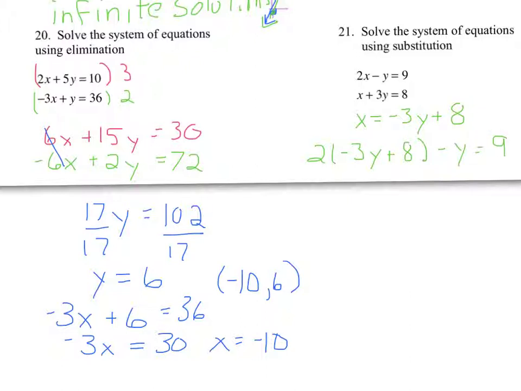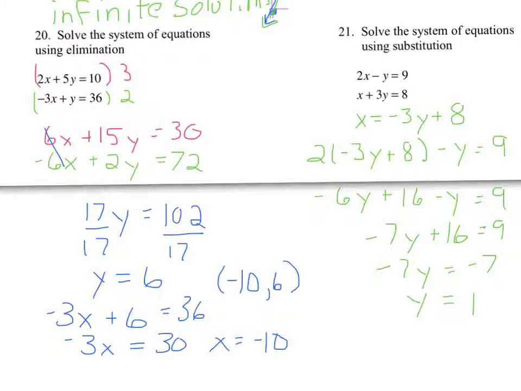And now I'm going to solve for y. So I'm going to have negative 6y plus 16 minus y equals 9. So negative 7y plus 16 equals 9. So negative 7y equals negative 7. So y equals 1. And now I'm ready to solve for x.